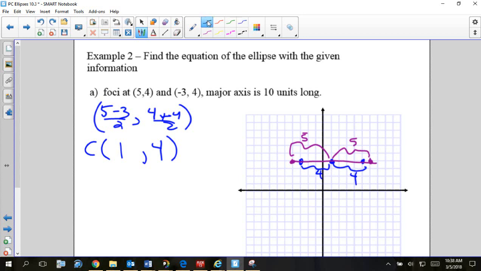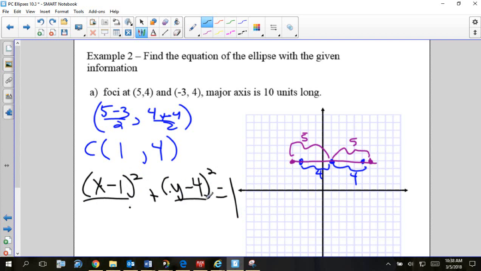So I can start writing the equation. The equation is going to be my center: (x minus 1) squared plus (y minus 4) squared equals 1. I also know it's going to be over some values that I can find. The major axis is horizontal. Each direction is 5, so underneath the x's is going to be the number that gives me 5 in each direction, which is what number? 25. Remember, it's a squared, so you have to take that 5 and square it.